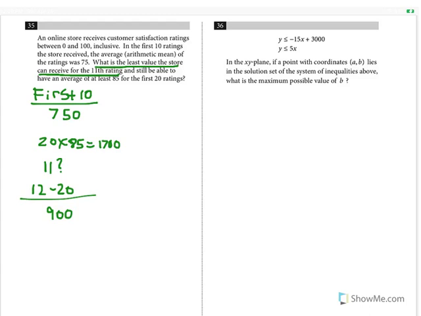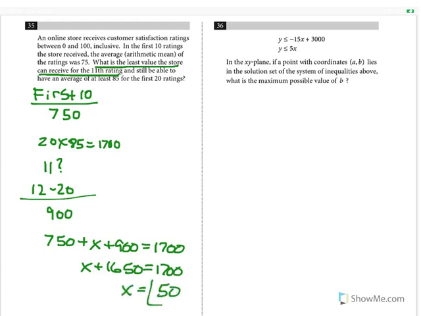All right, so now what we have is that 750 plus x, or the 11th rating, plus 900, totals up to 1,700. So x plus 1650 equals 1,700. That means x, the 11th rating, can have a minimum of 50.